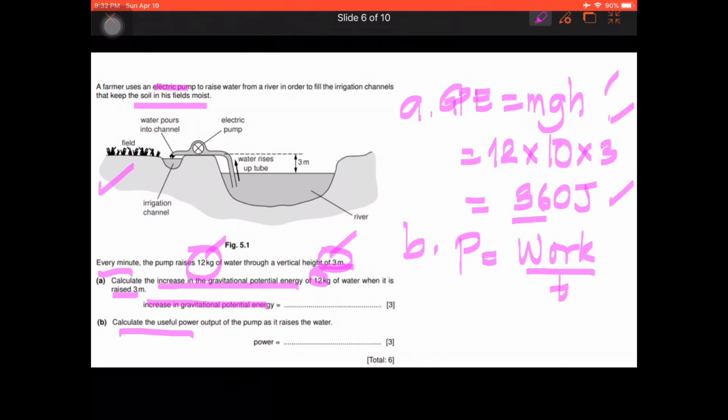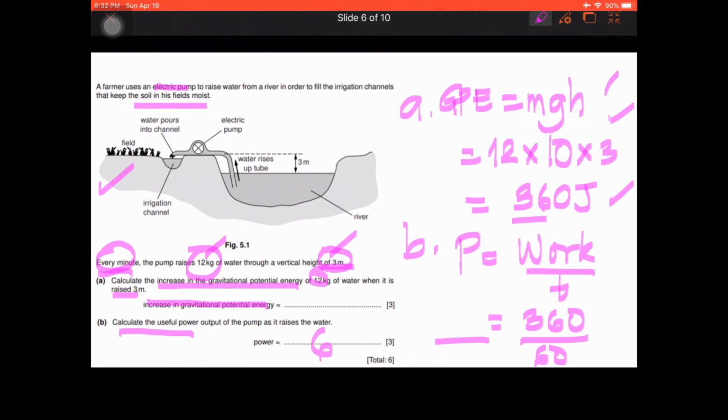Okay, the work or energy in this case is already worked out, which is 360 joules. So power now is equal to 360 divided by time. What time are we talking about? In this case, it's 1 minute. So 1 minute is 60 seconds, so we're going to divide it by 60. The final answer for 360 divided by 60 will be 6.